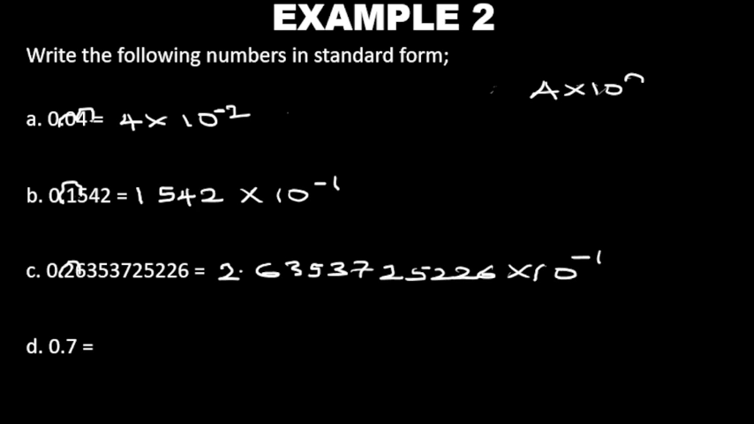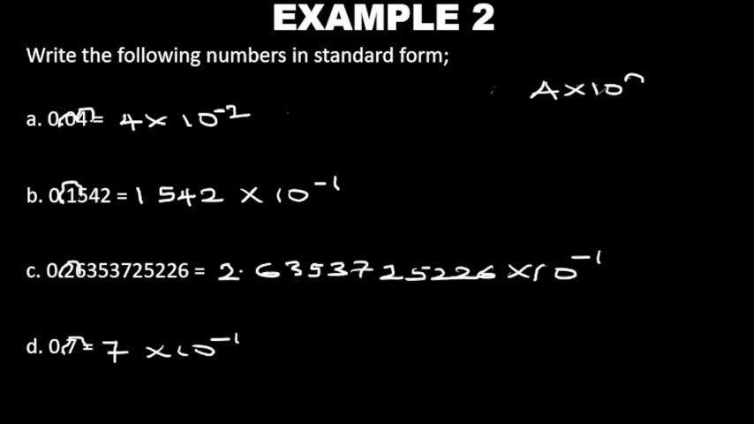Okay. So lastly, 0.7 in standard form. From this position, we must shift the point to this position to get a number between 1 and 10. So that will be 7. If you shift to that position, that will be 7 times 10. How many times do we shift the point? Just once. So that will be raised to the power of minus 1.